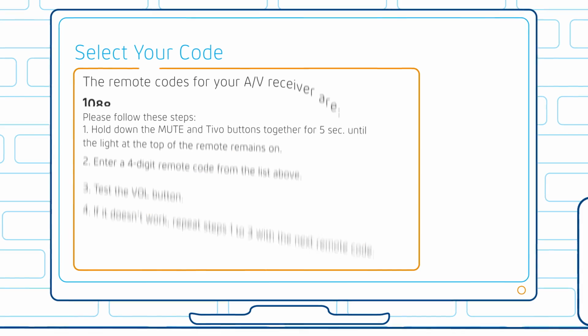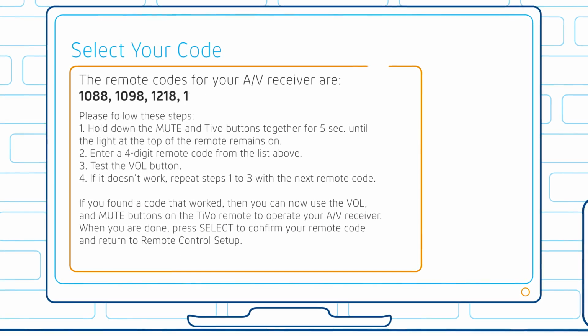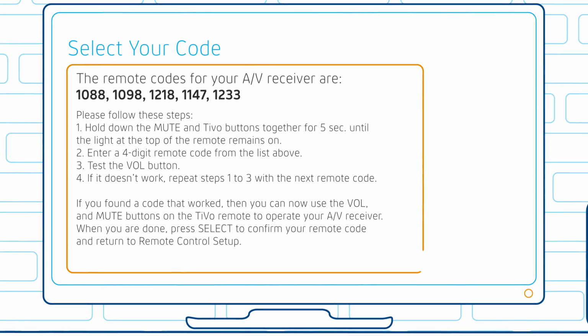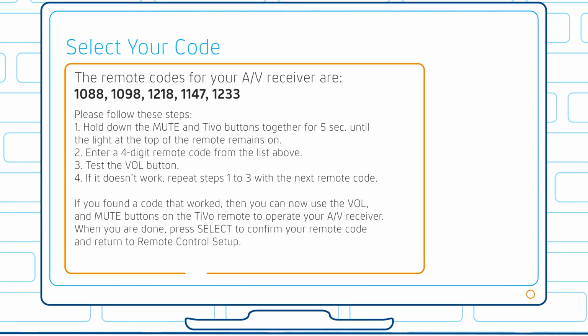Follow the on-screen instructions. Similar to programming your TV, if multiple codes are shown on screen and the first code does not program, repeat on-screen steps 1 to 4 with a newly chosen code until the remote is programmed. And that's it.